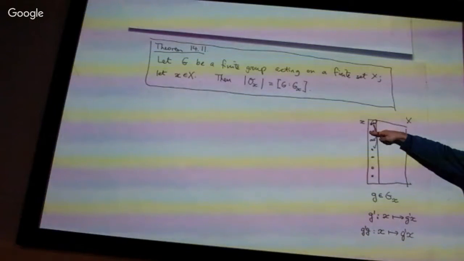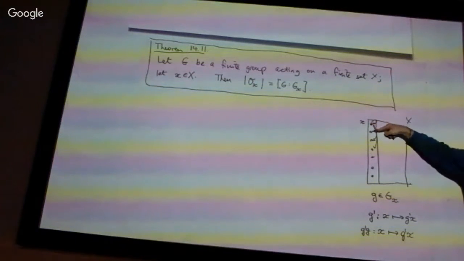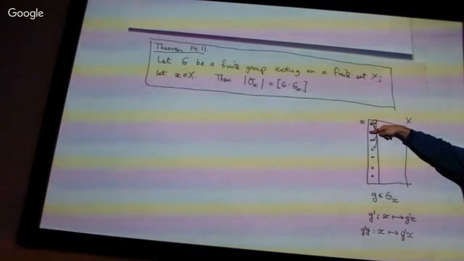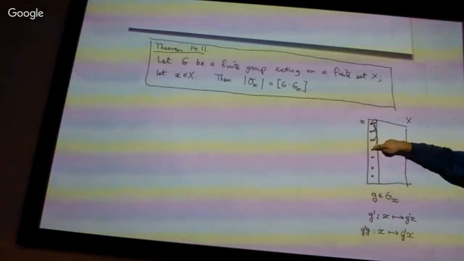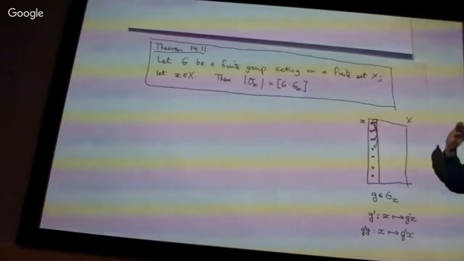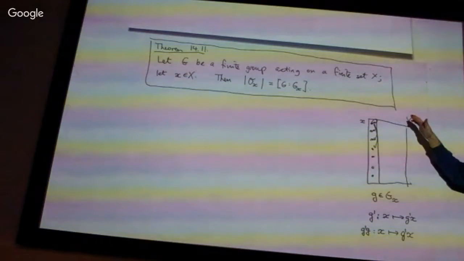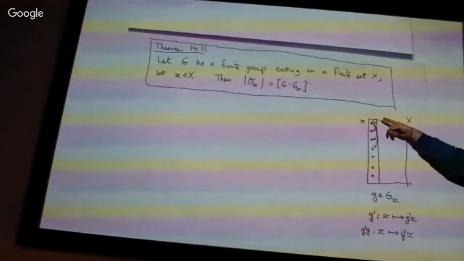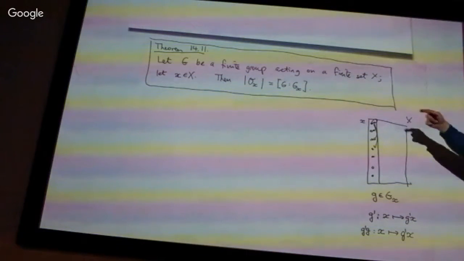So for example, if you have two elements in the stabilizer, there are two elements of the group that move x here, another two elements that move x here, and another two that move x here, and the size of the orbit will be exactly half of the size of the group, because each point gets hit twice. And so on. And so this is the meaning of that.